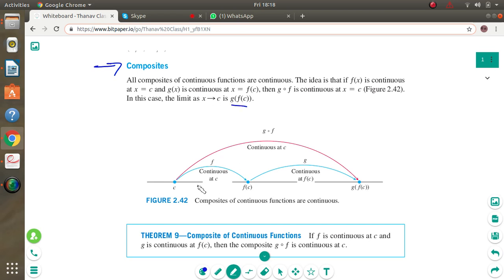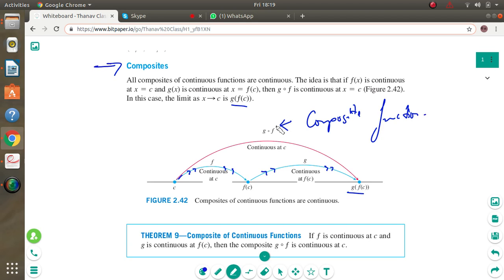See, the diagram shows that at a constant c, we find the function at the value of c. So we get f(c), right? And then g of f of c. Move like this, you will get g of f of c. Here we have continuous at f(c). So we have a composite here. One is this function, and this function here. Compose them, you get the composite function g of f.